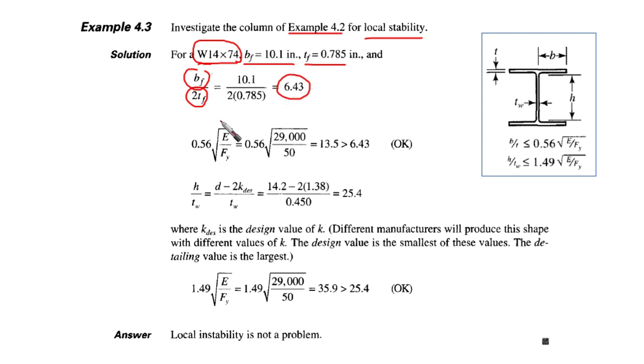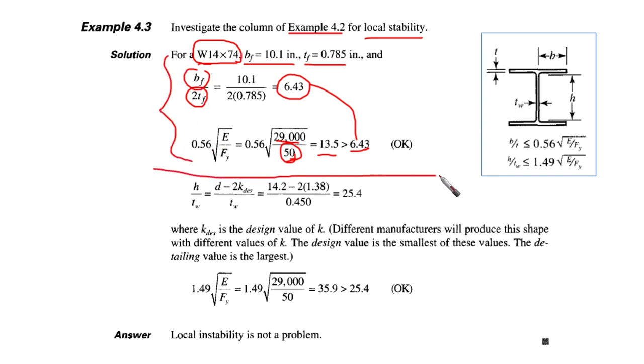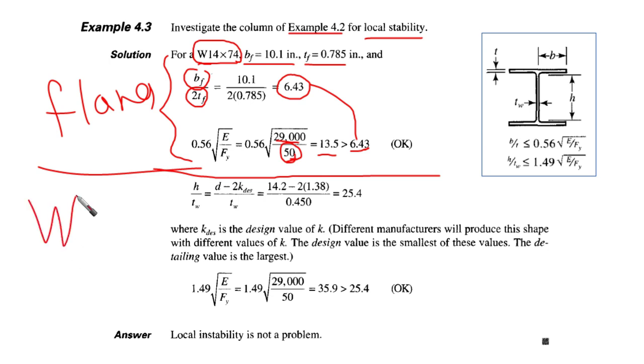However, for our upper limit it is 0.56 radical E over Fy. So E is 29,000, and Fy, we are talking about A992 steel grade, so Fy is 50 ksi. This gives us 13.5, which is larger than 6.4, right? This means that there is no local stability issue for the flange. We are talking about the flange here. Now, after that, we are going to talk about the web.